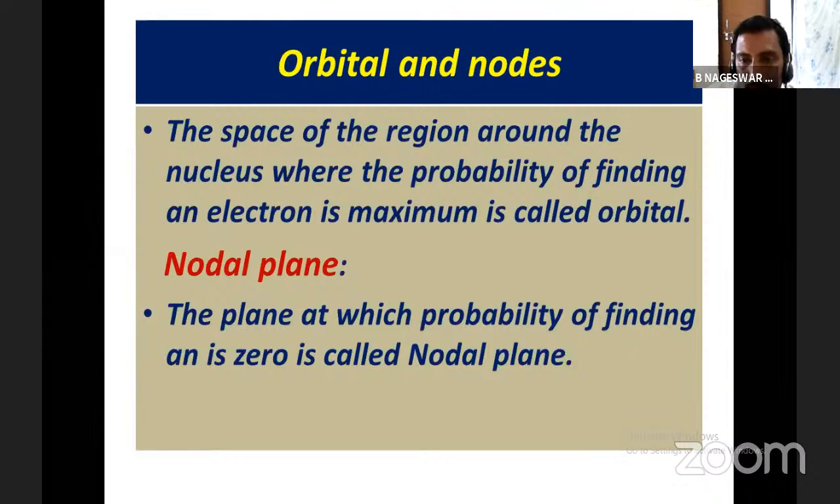That means in the case of a nodal plane, we cannot find any electron. There is no electron at a nodal plane. Electrons are present only in orbitals. Right. Next we go for nodes.